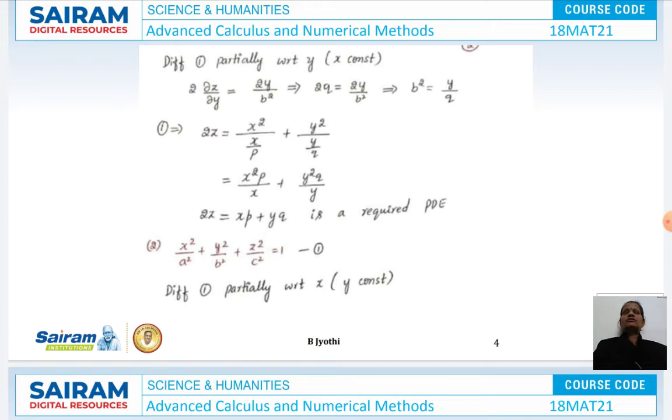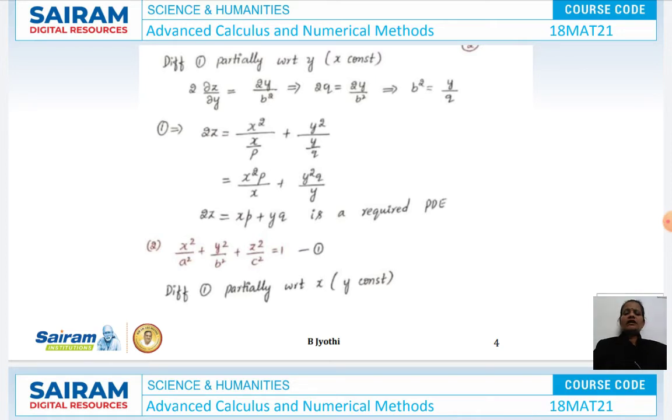2z is equal to x square divided by a square, where a square is replaced with x by p, plus y square divided by b square, that is b square is replaced with y by q. Then we get x square p divided by x plus y square q divided by y. Cancelling y and x, we get 2z is equal to xp plus yq. This is the required partial differential equation wherein we have eliminated the constants a and b.